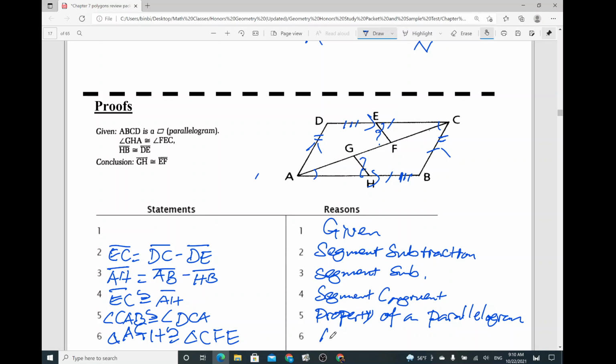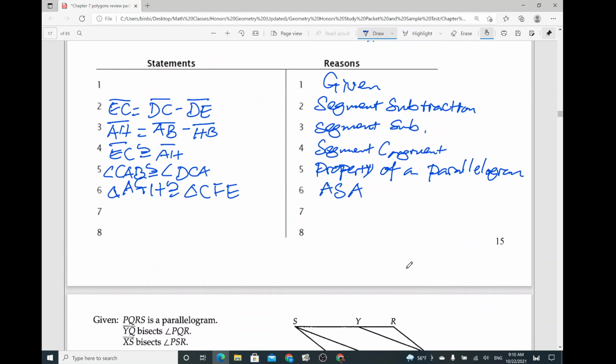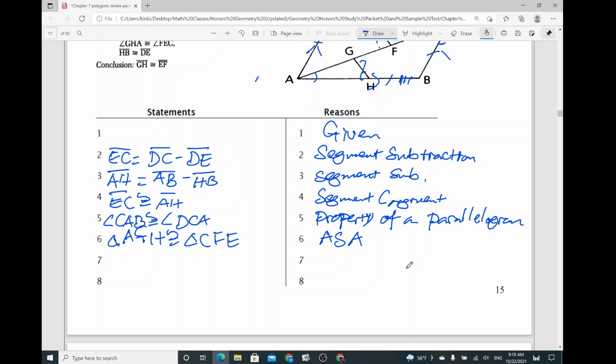So this one is by using angle-side-angle. Once we get the angle-side-angle proving the triangle congruence, we can state the final statement: GH is congruent to EF by using CPCTC.